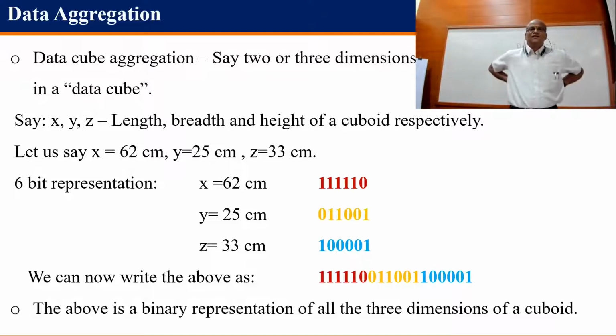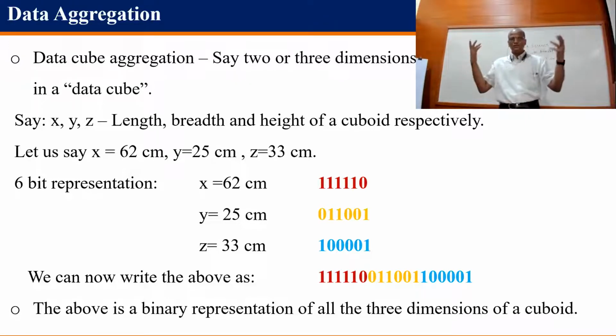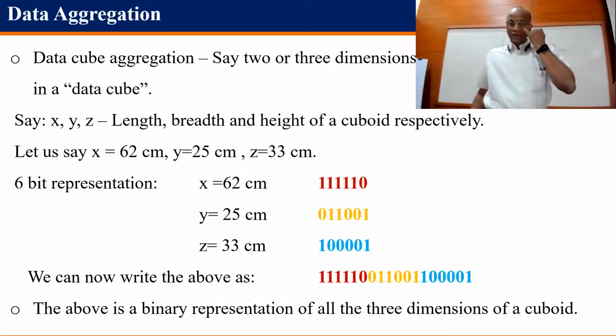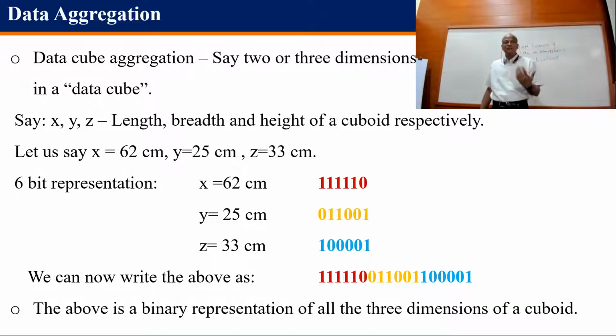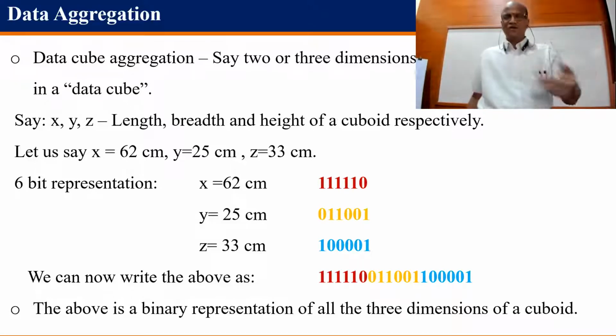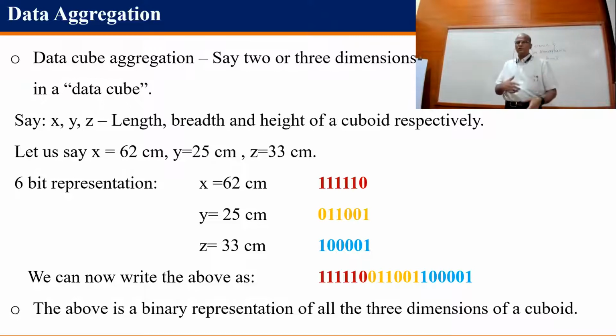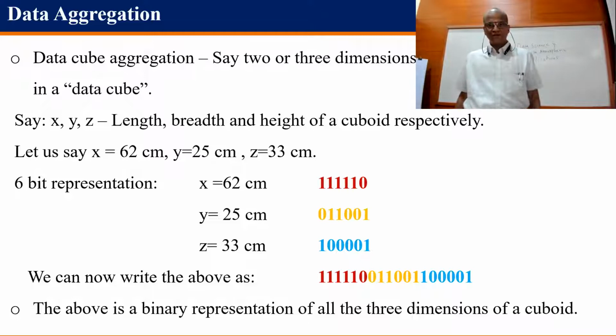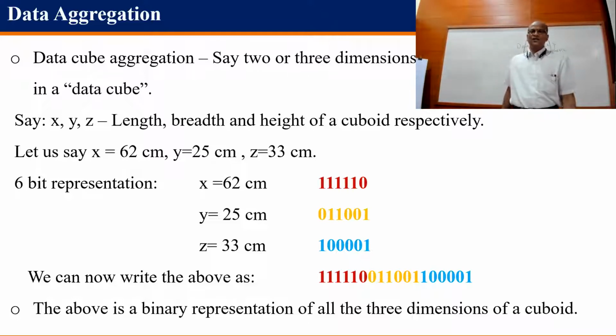Let us consider the length, breadth, and height of a cube, and assume that you've got millions of cubes, with 3 dimensions. It could be height, weight, BMI, blood pressure, sugar level, cholesterol of people, or whatever. In this case, it's length, breadth, and height of a cuboid. So x is 62 centimeters, y equal to 25 centimeters, z equal to 33 centimeters, for example. x equal to 62 you now put in binary in this form. y equal to 25 is in orange, and z equal to 33 is in blue.